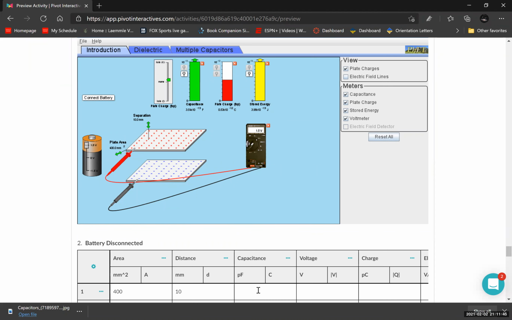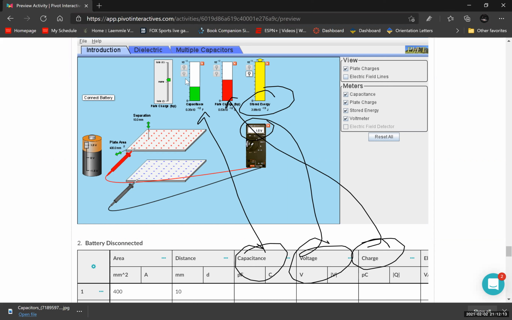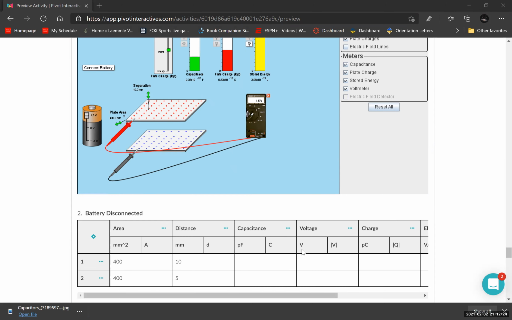That means, what I need to do is write down the capacitance that I see. Again, so for the capacitance, that green bar. For the voltage, voltmeter. For the charge, the red bar. For the electric field, that equation. And for the potential or energy, the yellow bar. Okay. Sometimes when you can't really see well, you can just click this one over here and then it will kind of give you that. All right. So similar things then, right? So you measure all those things, write them down in the table.